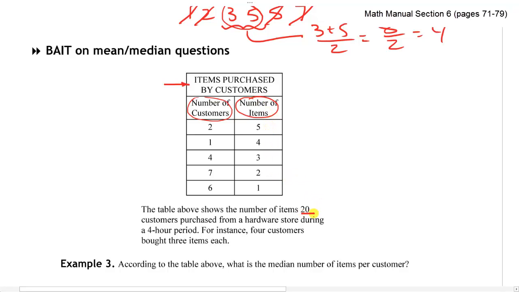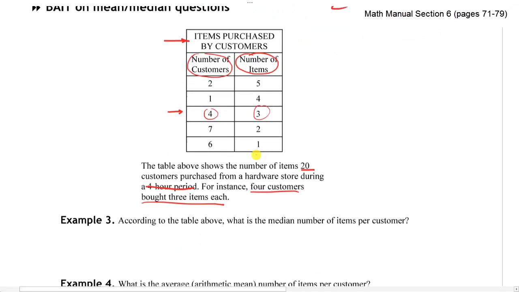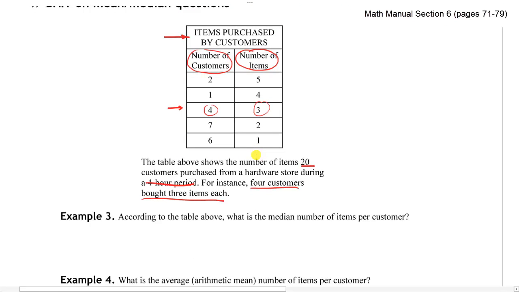There are 20 customers. This 4-hour period is completely irrelevant. And then they give us an example. 4 customers bought 3 items each. So that's obviously this row. This is 4 customers bought 3 items each. Okay. So the first question, example 3, says, according to the table above, what is the median number of items per customer?